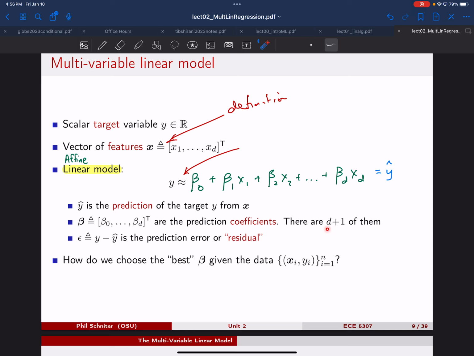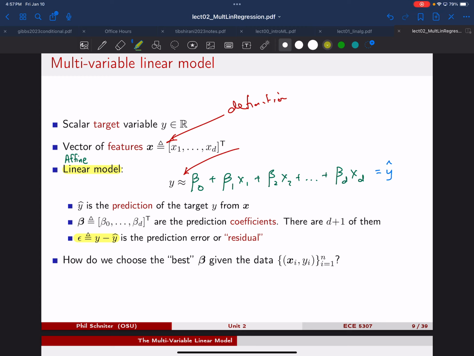And notice how many of them there are. When we have D features, there's actually D plus 1. The 1 comes from that additional intercept term. And now you might say, how good is this model? One way to assess that is: what's the difference between the prediction and the truth? And we can give a name to that. Epsilon will be the prediction error, or sometimes called the residual.